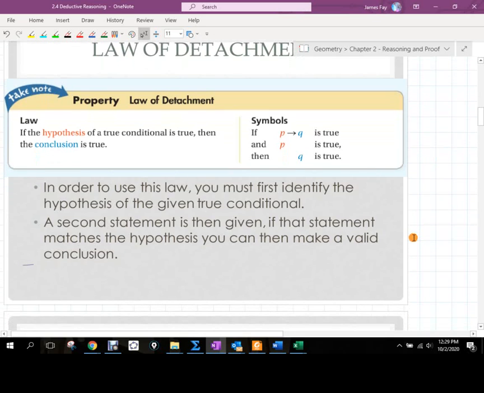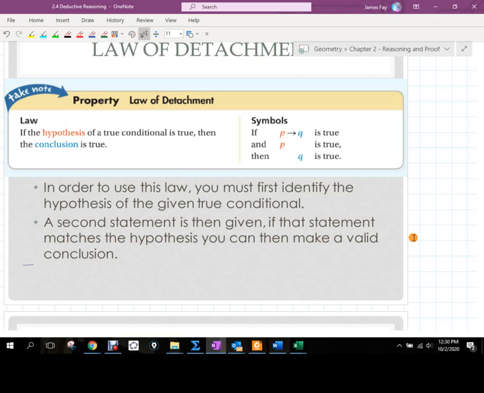But basically what it says is, if I give you an if-then statement, let's say if it is raining outside, then the ground is wet. That's an if-then statement, right? And then I give you another statement that says it's raining today. Does that match the if part of my if-then statement? My if-then statement said if it is raining, then the ground is wet, and my new statement says today it's raining. Do those match?